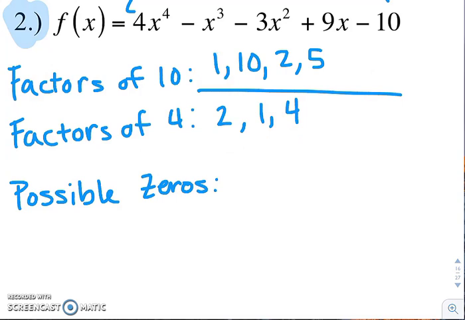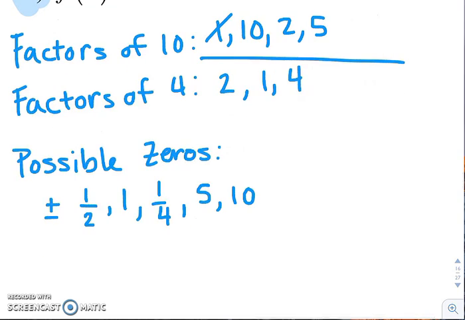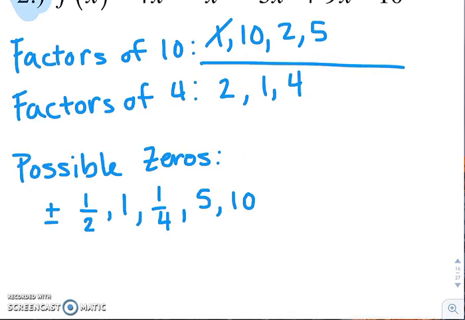So if we start with 1 in your numerator, we could have 1 over 2, so we could have 1/2. We could have 1 over 1, which is 1, and then 1 over 4, which is 1/4. So then the 1 would be done. Then we look at the 10. 10 over 2 would be 5. 10 over 1 is 10. 10 over 4 is 10/4, which would reduce to 5/2. Then the 10 is done.